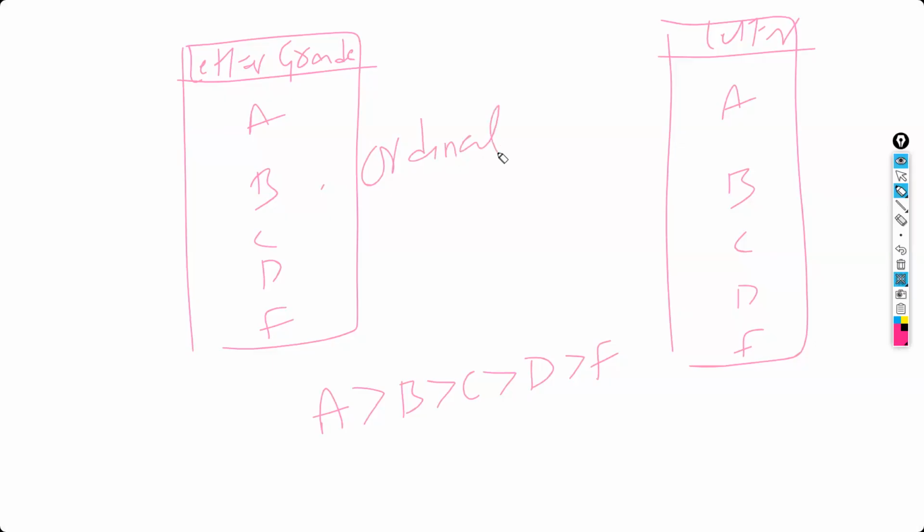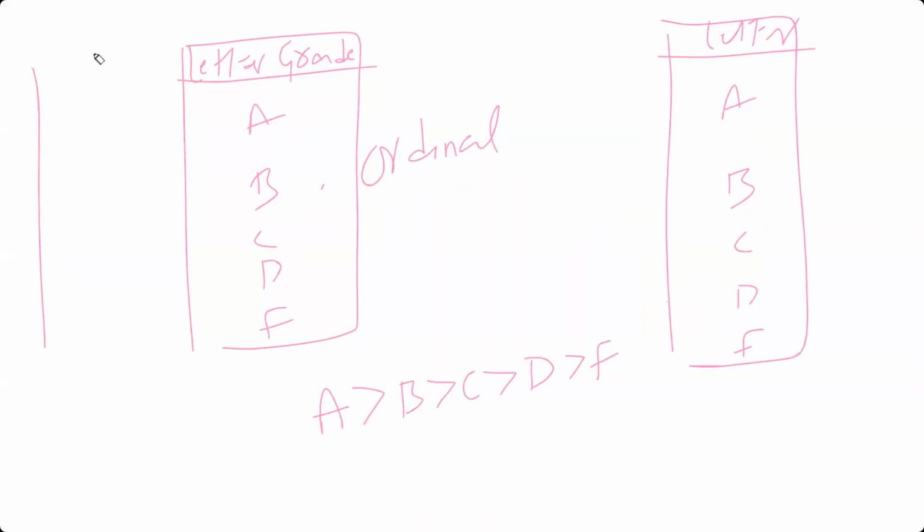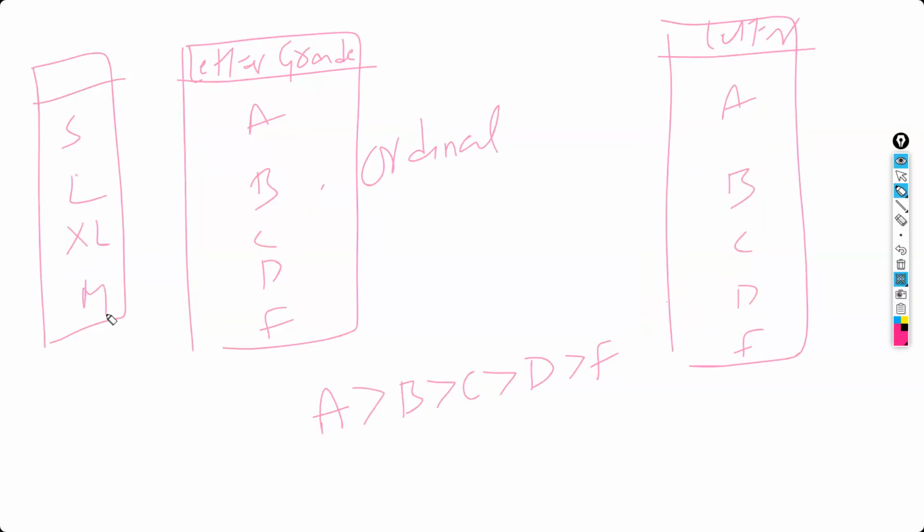Now let us take one more example. I'm writing S, L, XL, M. Whether it is nominal or ordinal, we can't say, because you have not given the column name on top. Without the column name, what can I tell? First write the column name clearly. The column name is shirt size.